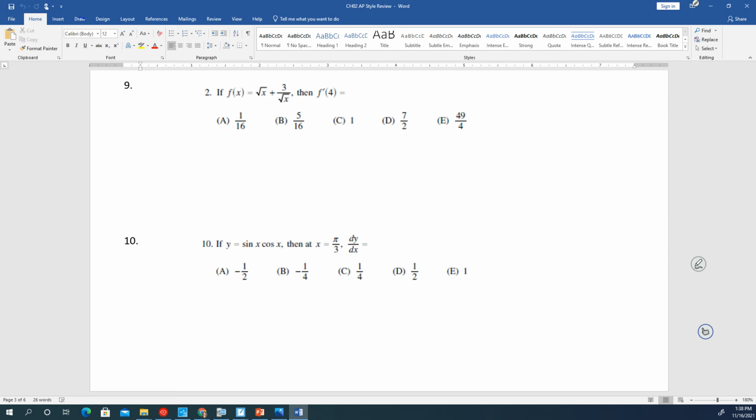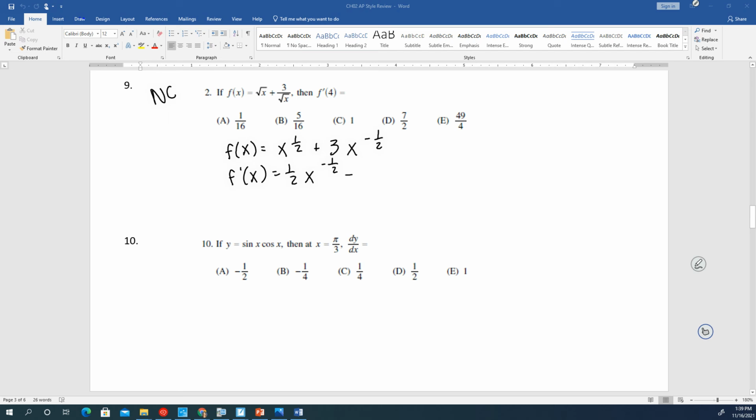Okay, here's a good problem. Given a function, find the instantaneous rate of change at 4, aka the derivative. Classic check on power rule. So I'd rewrite it as powers, just like that. X to the 1/2, and then 3x to the negative half. No calculator again. 1/2 x to the negative half.